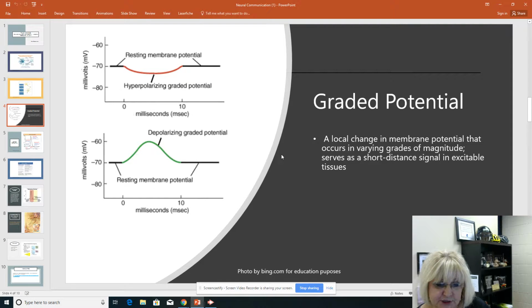Graded potentials spread by local current flow between the active area and the adjacent inactive areas, and they die out over short distances. The magnitude of a graded potential varies directly with the magnitude of the triggering event. So the stronger the triggering event, the larger the graded potential will be. Graded potentials spread by a passive current flow, and they die out over short distances.